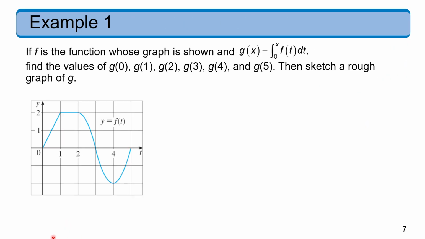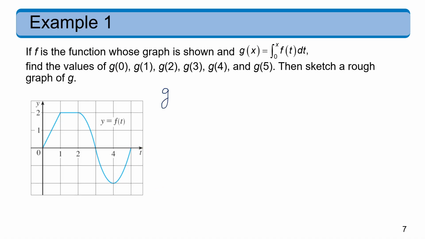In this example, we're given the graph of a function f, so we don't know its formula, but we just have the graph. And then we've defined this function g of x in a similar way that we just discussed. The integral from 0 to x, so the right endpoint is the variable x. And then we're integrating this function f that we have in the graph here. So based on this given graph, we want to find the values of g at various inputs, and then use the results to sketch a graph of g. So let's start with g of 0.